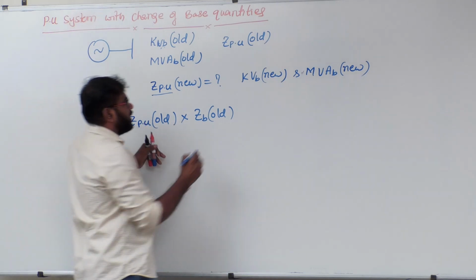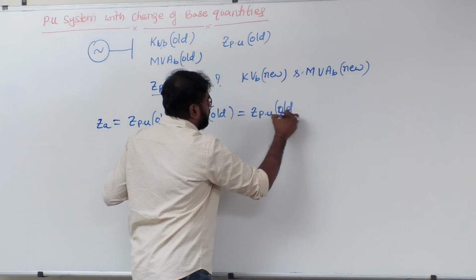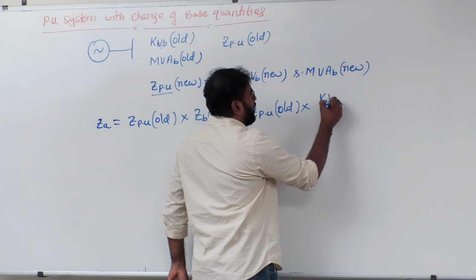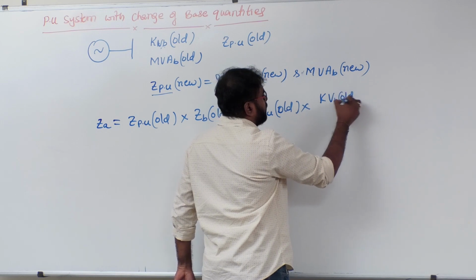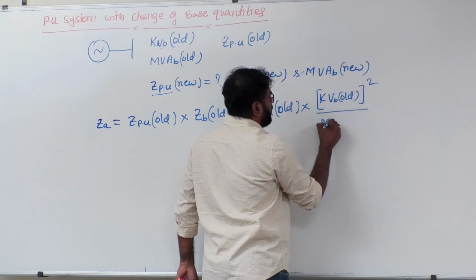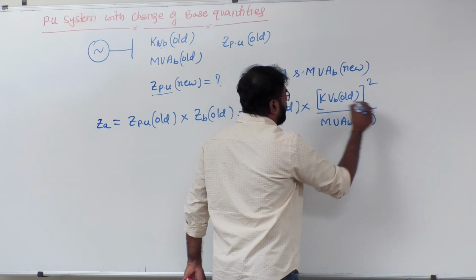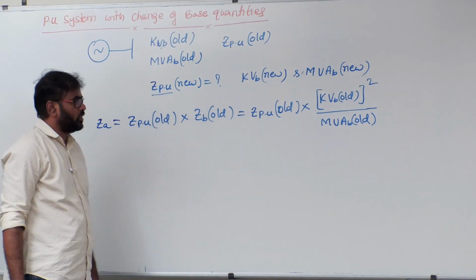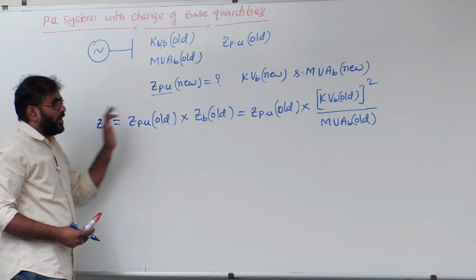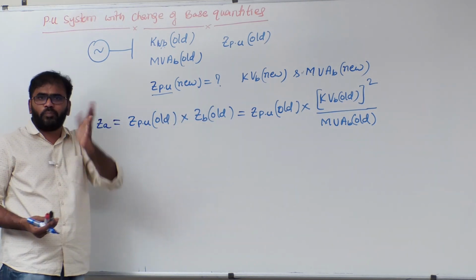Tell me, what is Z base old here? Z base old is nothing but KVB old square divided by MVAB old. That is the Z base old. Clear? Now this is the Z actual. If I divide the Z actual with Z base new, I will get the Z per unit new.